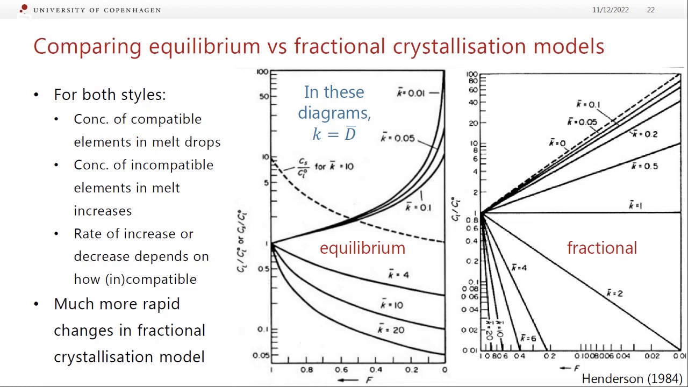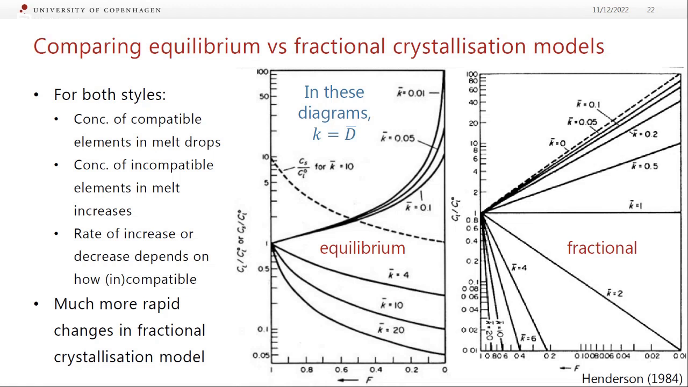If it's highly incompatible, so here it's shown with a partition coefficient of 0.01, then as we crystallize, we're not pulling any of that incompatible element into the solid. So it just sits there in the melt, but the amount of melt that's remaining is going down, so the concentration goes up and up and up. Okay? This dashed line here is just showing what happens in the solid, and this is for something with K is 10.